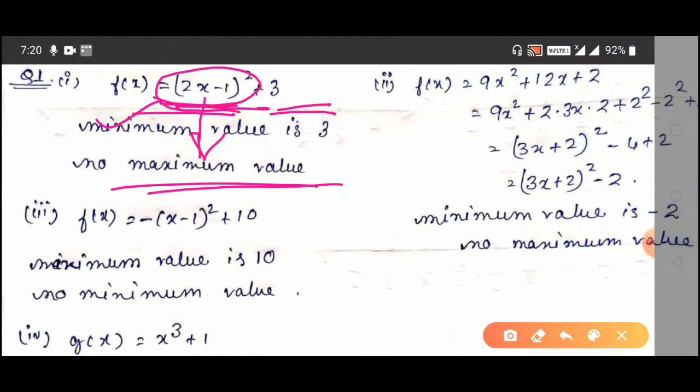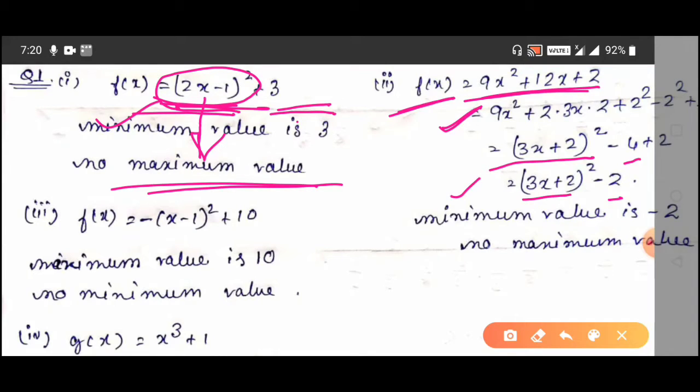Then question number 2 is given: f(x) = 9x² + 12x + 2. Whenever you get this kind of question, first try to do the completing square. The completing square will be (3x + 2)². You know how to do the completing square. Minus 4 plus 2, which will become (3x + 2)² − 2.